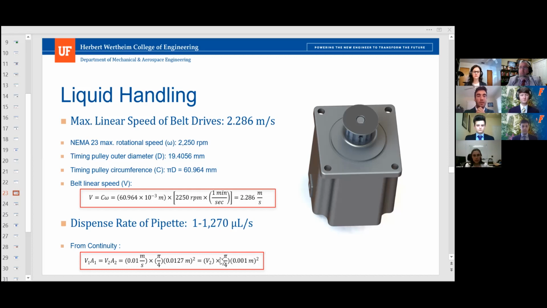We also found the range at which we can dispense liquid from our pipette. That's going to be 1,000 to 1,270 microliters per second. We did this using continuity and finding the value for the speed at the very tip of our assembly, and then plugging that back in to find the volumetric flow rate.